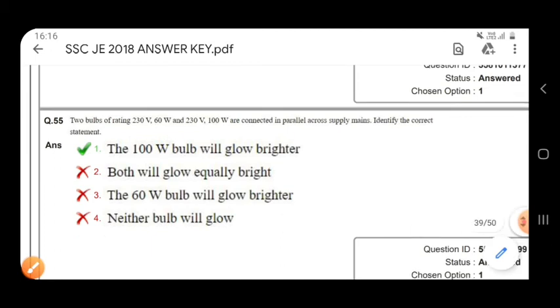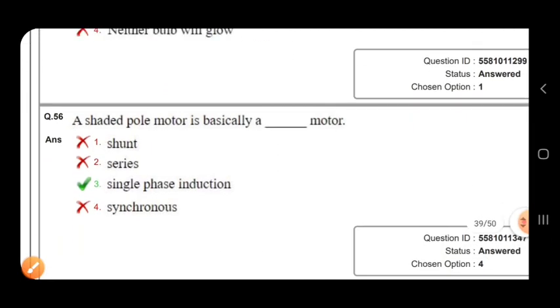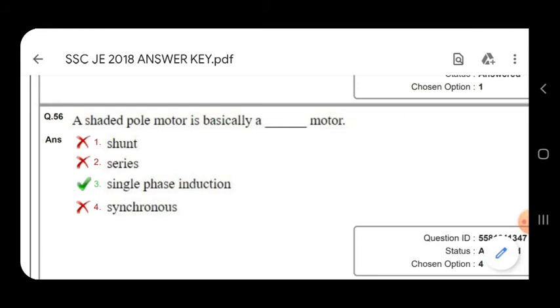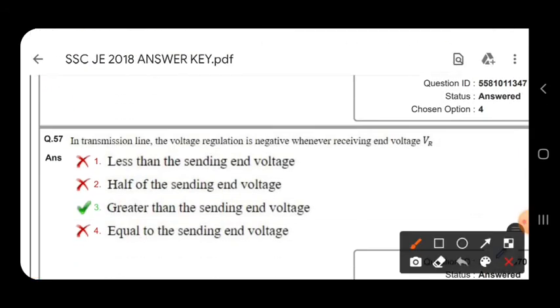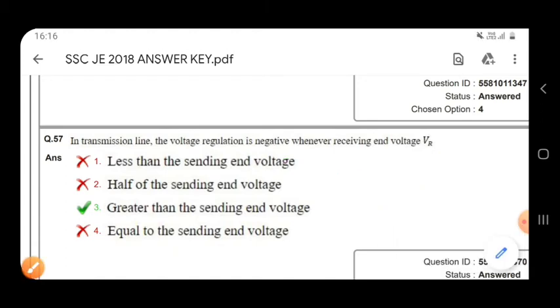A shaded pole motor is basically a single phase induction motor. In a transmission line the voltage regulation is negative because VR is always greater than VS. So option number 3 is correct.